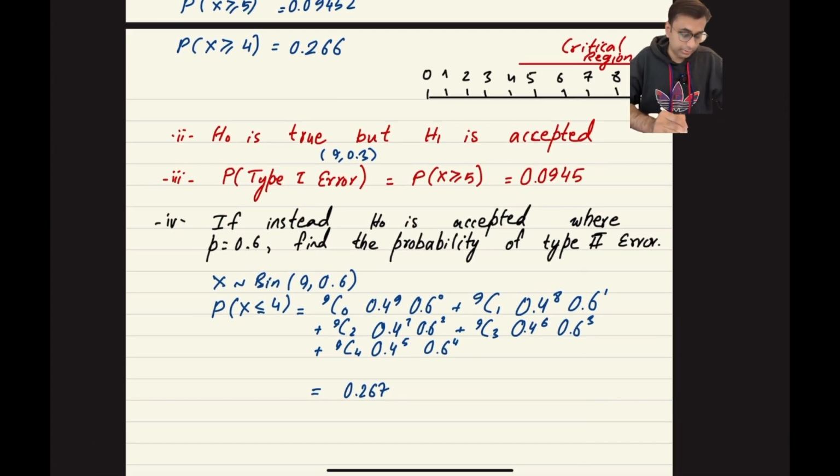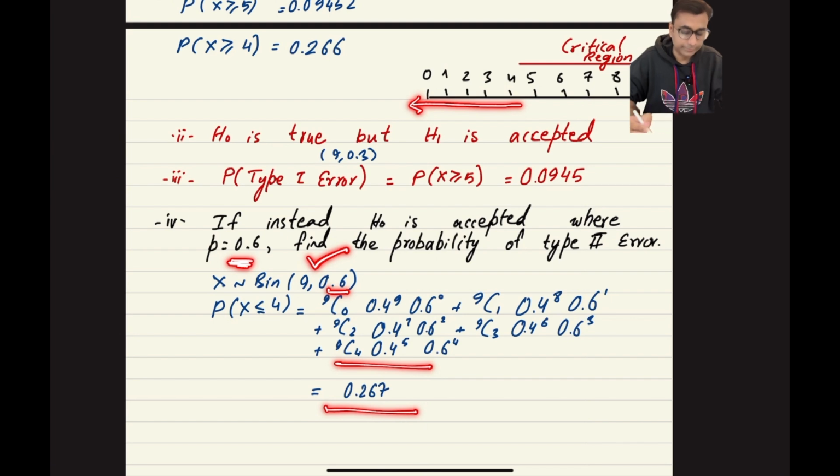Let's say we add another part to this question where it says if instead H0 is accepted where the probability is 0.6. So that means that there is a type 2 error and we have to calculate that probability. So the probability of type 2 error would be less than or equal to 4, that is the probability of the non-critical region, but with this new probability being given to you. So you use probability 0.6 and it's still 9, but you just calculate the probability of less than or equal to 4. You add them all up and you will get yourself the probability required.